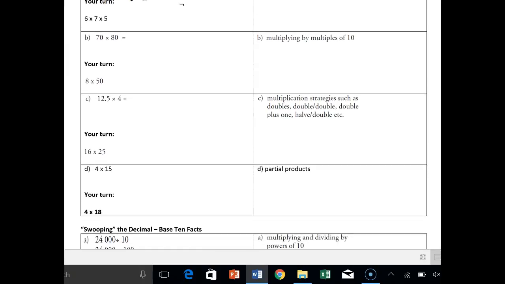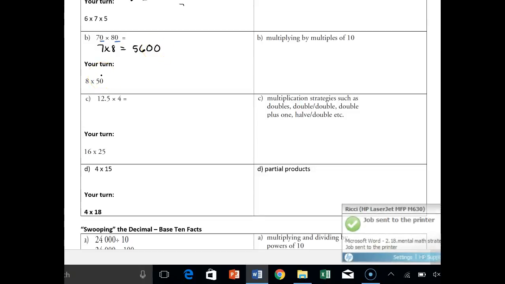The next one is multiplying by multiples of 10. Remember, we've been doing this all week long. When you do 70 times 80, basically just do 7 times 8 first, which is 56, and then count how many zeros you have, 1, 2, so therefore you add 2 zeros, 5,600. You guys do that one.